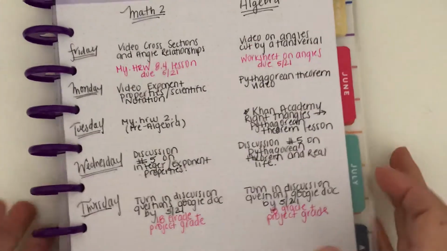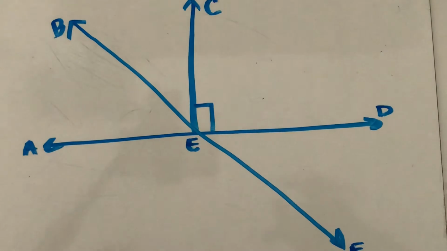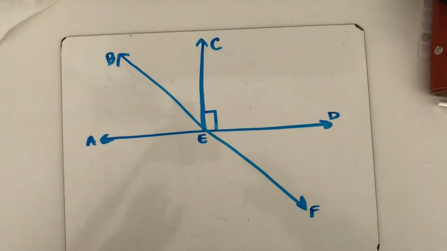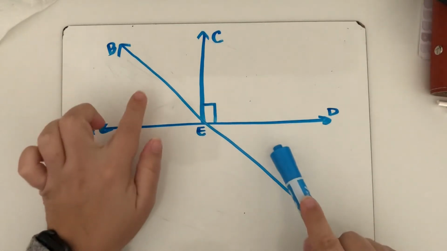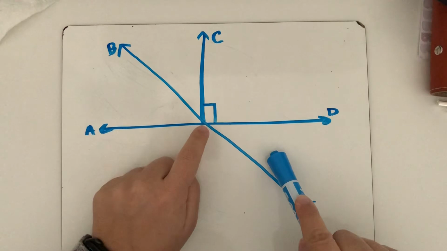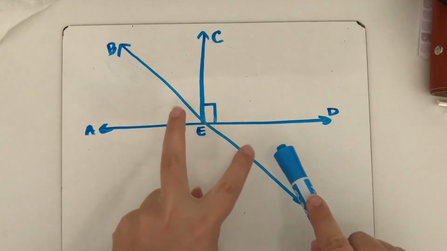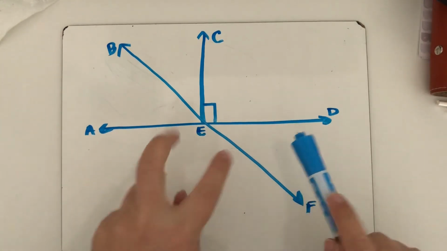Okay, so let's go ahead and get started on your angle relationships. So just a reminder about angle relationships. There's 4 different types that we deal with. We deal with vertical angles, which you'll see are angles that share a vertex. They're the same exact angle measurement, okay?